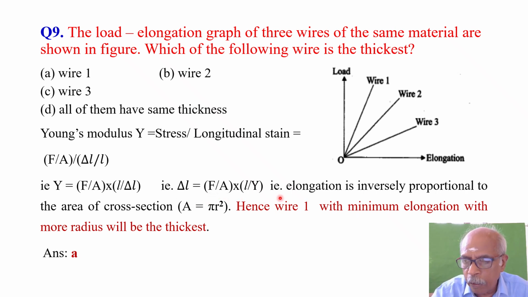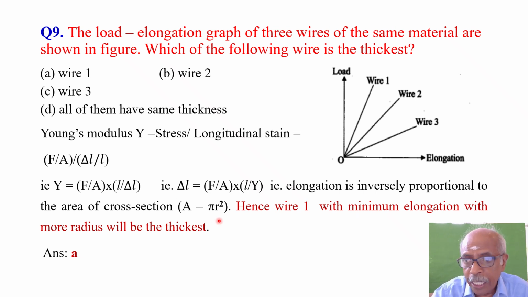That is, we know that elongation is inversely proportional to the area of cross section. Is it not? So delta L is here, area is in the denominator. So elongation is inversely proportional to the area of cross section. What is the equation for area of cross section? Capital A is equal to pi r square for a wire.